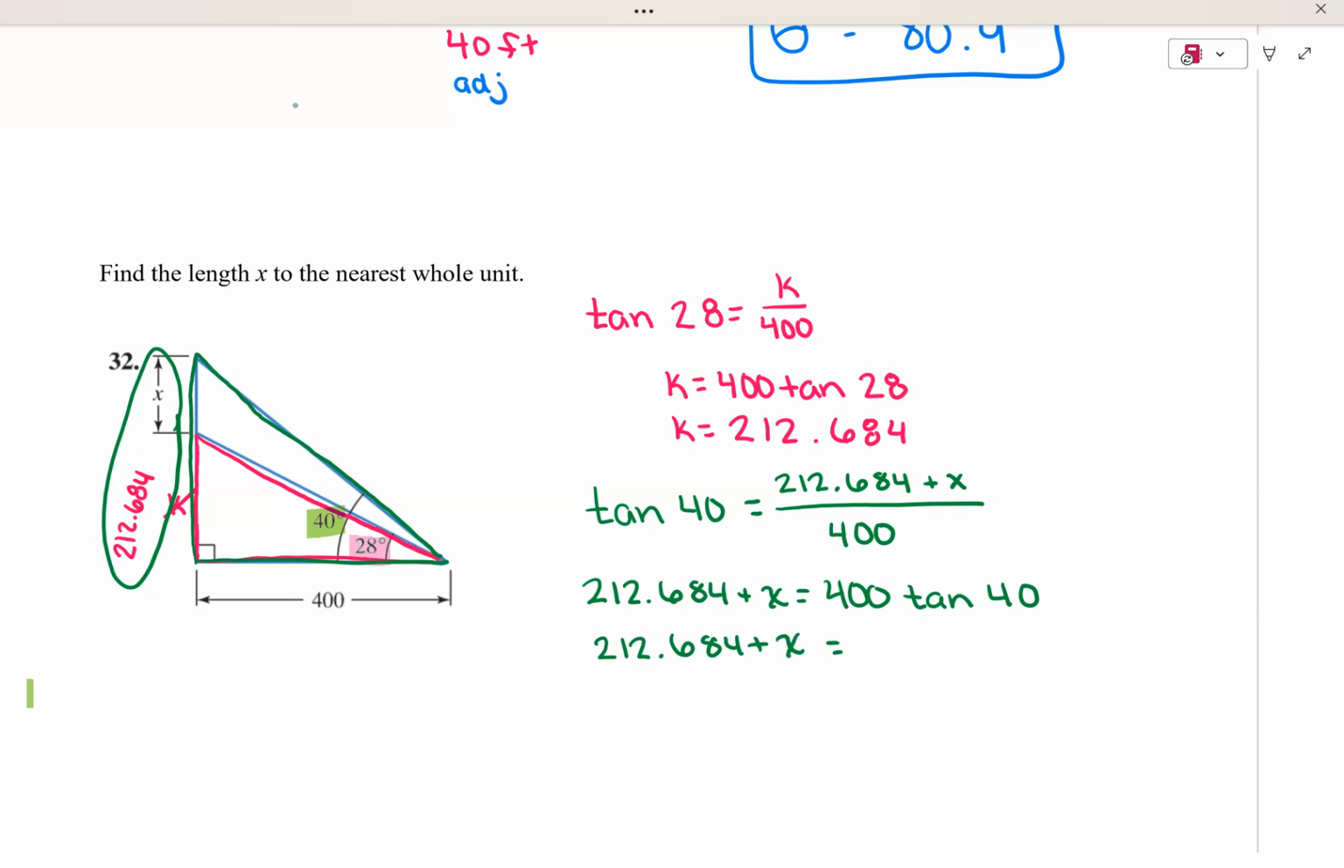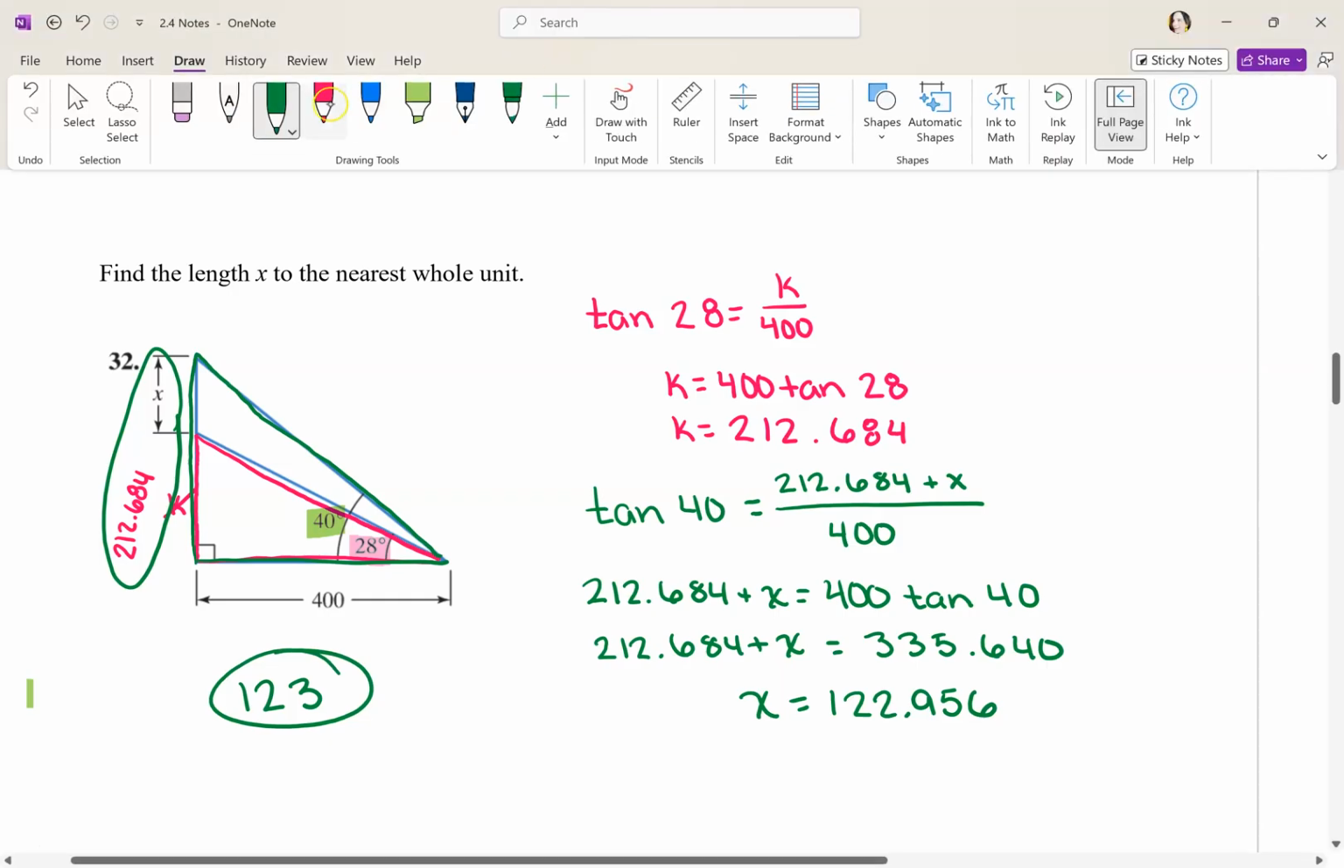And that looks to be 335.640. And then we're going to subtract that from both sides. So we get 122.956. So now we'll round to the nearest foot, or the nearest unit, 123. Okay.